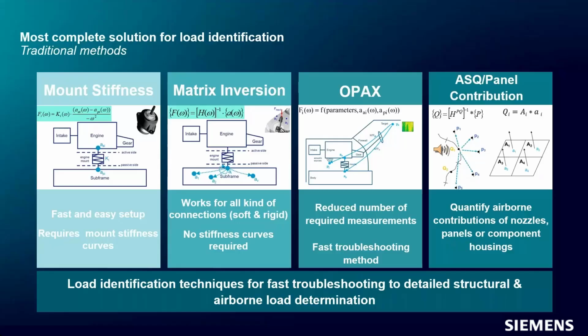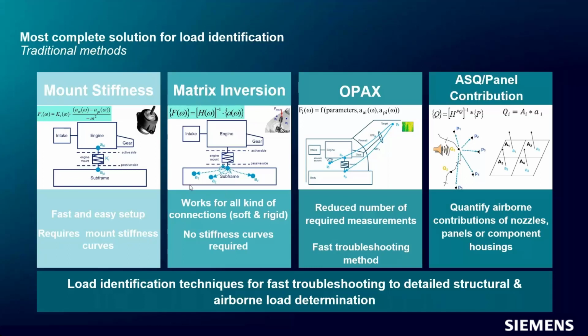There are different techniques in classical TPA that we use to identify these interface forces. The most common one is, let's say, the mount stiffness method. If it's a soft connection and we know the mount stiffness of this connection, we put an accelerometer on the active and on the passive side of the connection, measure these vibrations during operation, and then combine them with the mount stiffness to calculate the interface force.